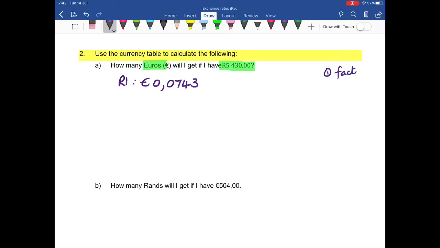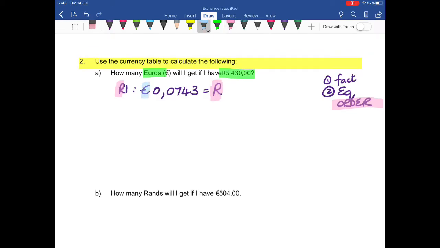My exchange rate is my fact. I'm following the steps of the ratio method. Set up an equation. And remember, if your order is wrong, your whole calculation is wrong. So the most important thing is your order. So if I have rands here, I must start my equation with rands. So the rands come first in our setup. If I have euros second, it means that I've got to have euros second when I set up my equation.